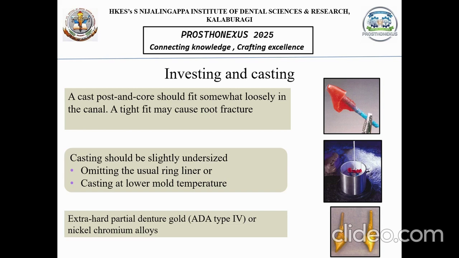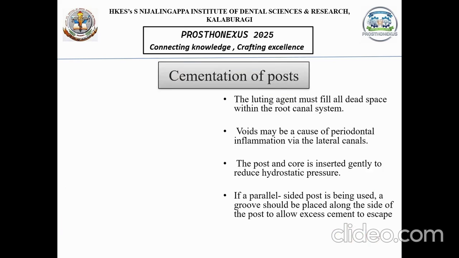Investing and casting: a cast core should fit somewhat loosely in the canal. A tight fit may again cause root fracture. Now, casting should be slightly undersized, again keeping in mind the thermal expansion of the investment material. Extra hard partial gold alloys or nickel are used as the choice of alloy material for cast post.